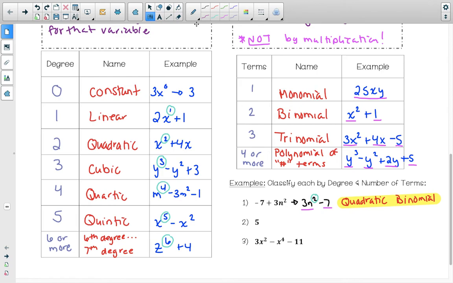On question 2, we have the number 5. This is in standard form because nothing else needs to attach to it. So there is 1 term. So we know that this is going to be a monomial. But if we come over here, this has no variable attached to it. There's no multiplication of a variable. So this is a constant. This would be considered a constant monomial.